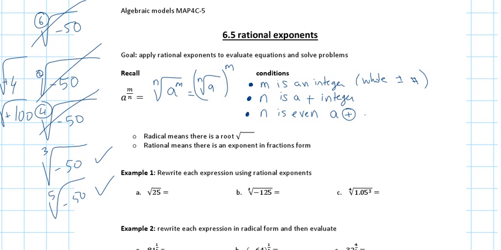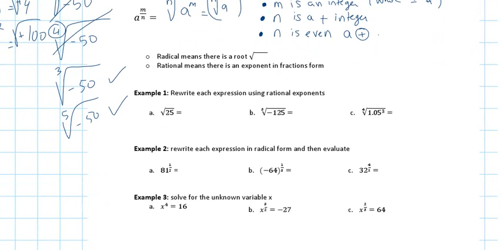Now, remember I told you when I say radical, I mean root, so I want the answer in the root format. If I say rational, I want it in the fraction format. Okay? So let's look at this question. Rewrite each expression using rational exponent. So in this case, I want to put it in fraction.